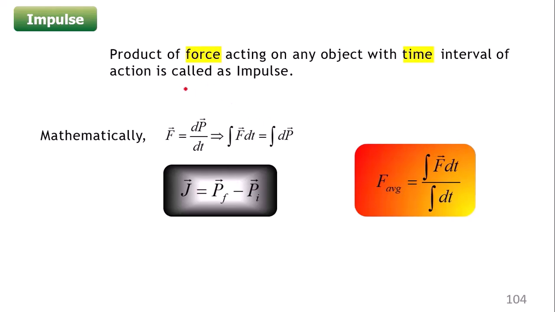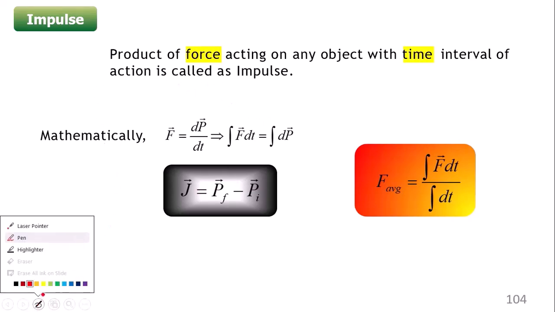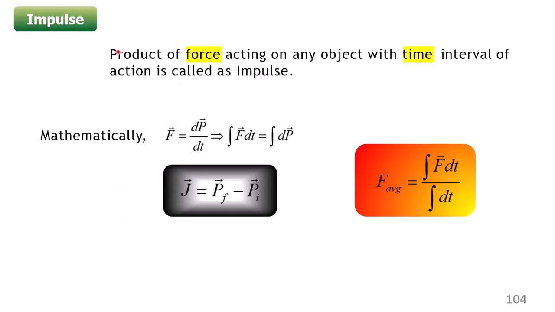Mathematically, the definition of impulse is the product of force acting on any object with the time interval of action. From Newton's second law, the force acting on the particle is the rate of change of momentum, F equals dp/dt. If I multiply by dt, then the integration of F dt will be the integration of dp, and the integration of dp is nothing but p final minus p initial.